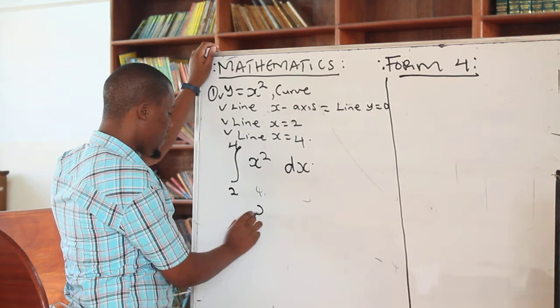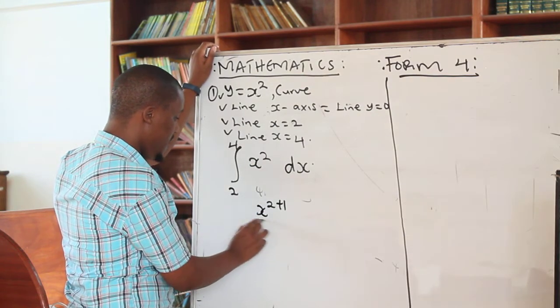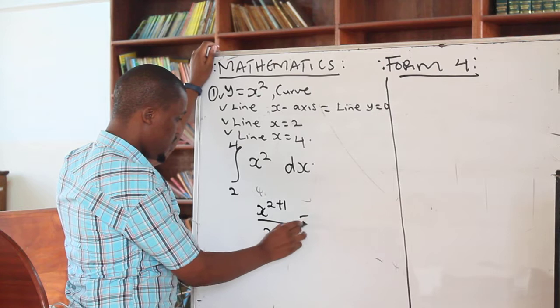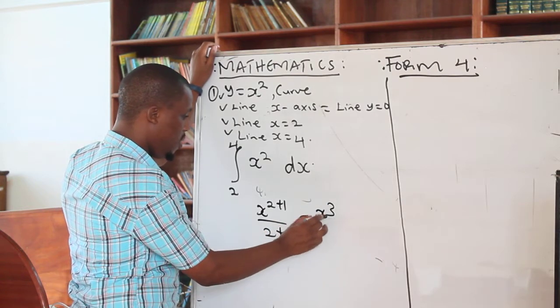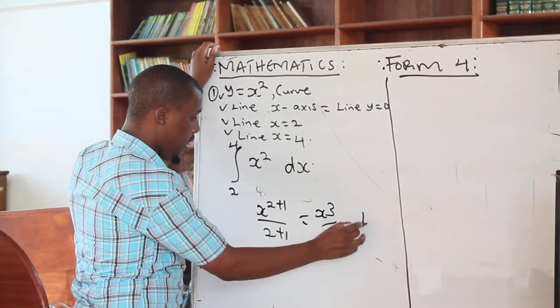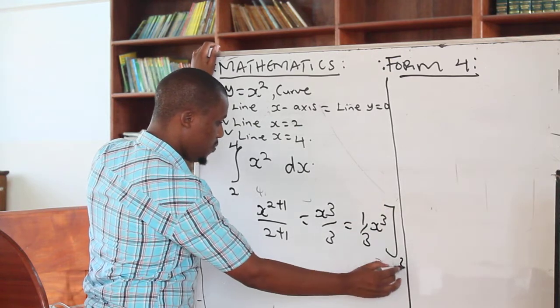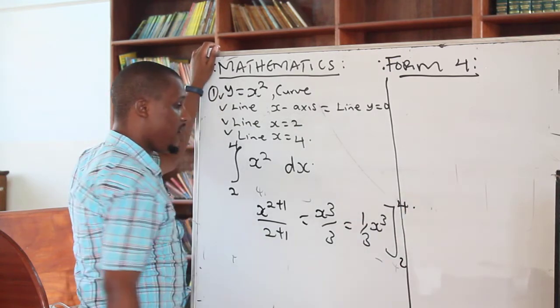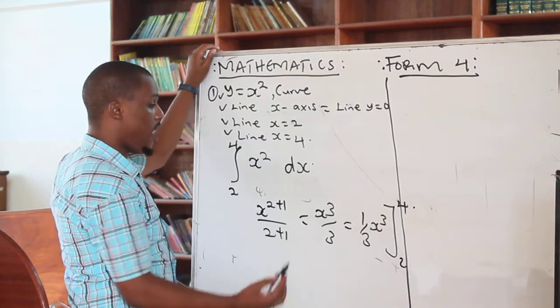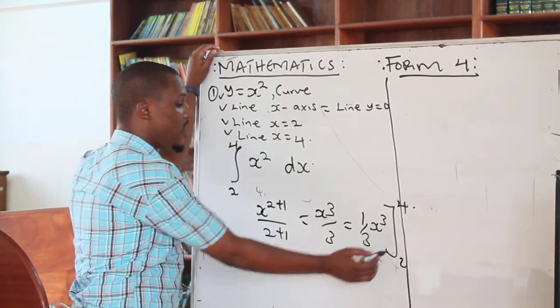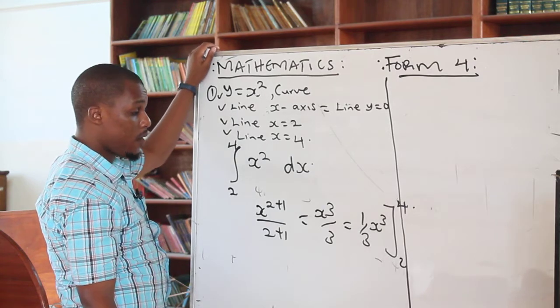So this one is going to be x squared plus 1, divided by the new power, so 2 plus 1. This is going to give us x cubed over 3, which is 1 over 3 x cubed. Now we put the limit. We have from 2 to 4. Remember, if there was no limit, you would have added our c. Because the limits are there, we need to come back now with the correct answer.